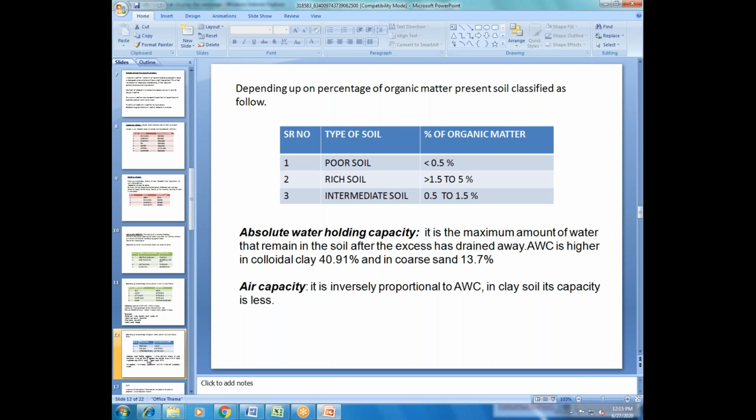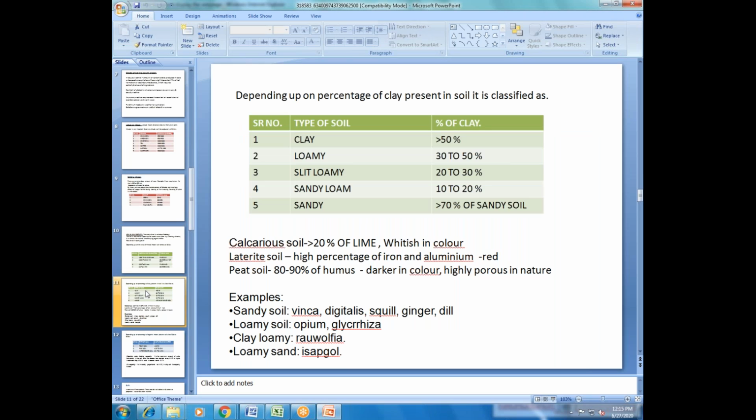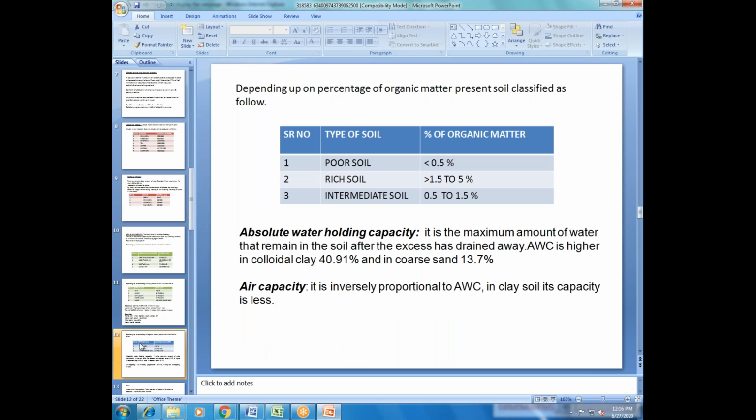Then there is classification based on the size, based on the presence of clay, and then based on the color. The first one is based on size: fine clay, coarse clay, fine sand, and coarse sand. Based on the clay: clay loamy, silt loamy, sandy loamy, and sandy. Based on the color: calcareous, laterite, and peat soil. And the fourth one is based on the organic matter present: poor soil, rich soil, and intermediate soil.